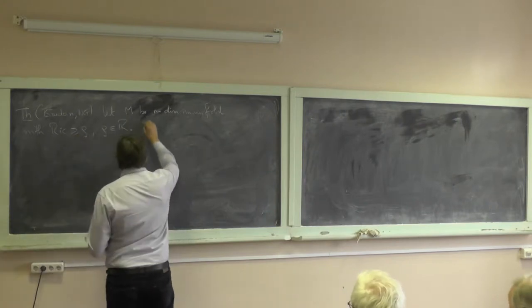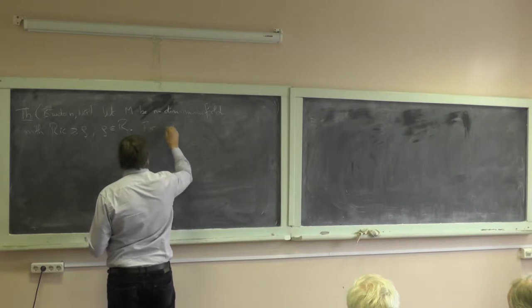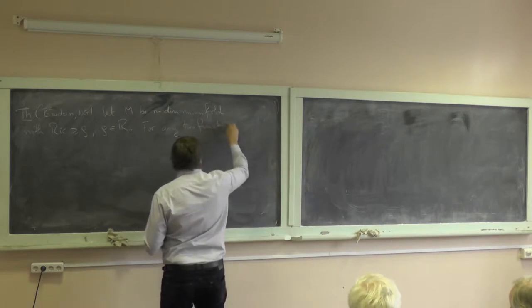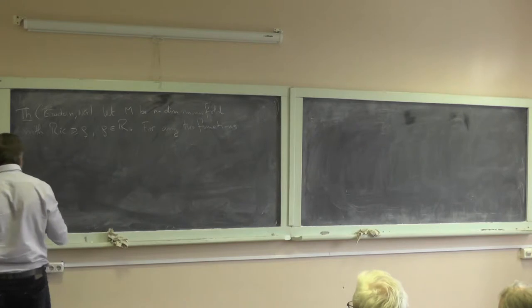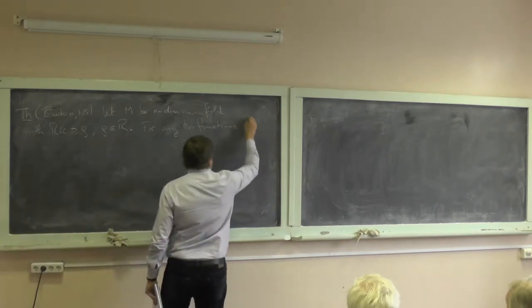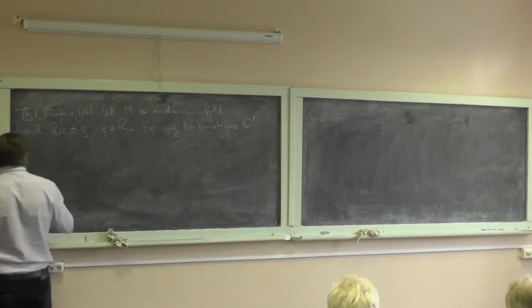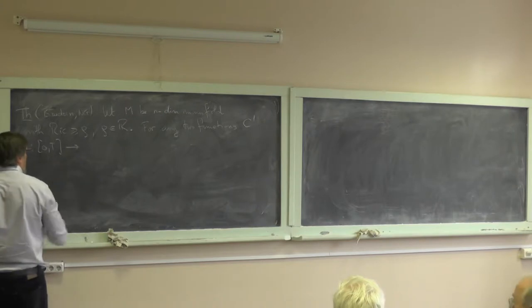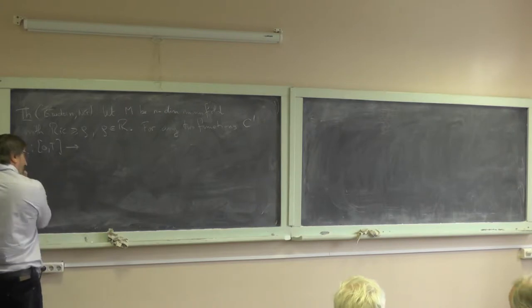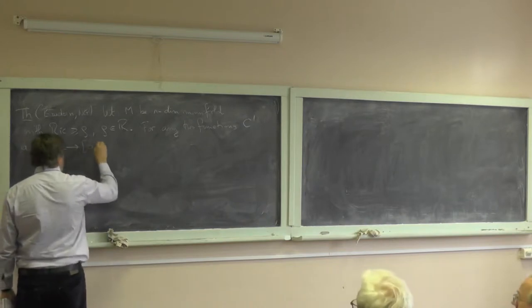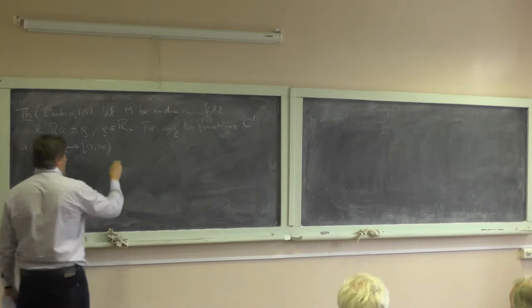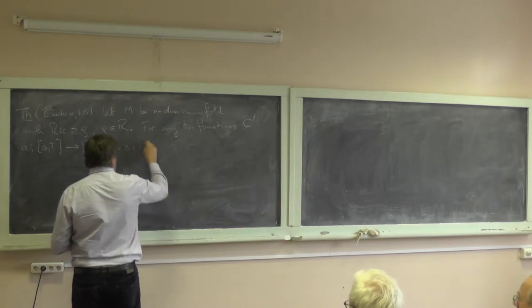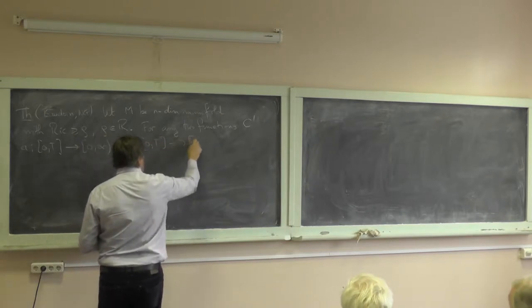So for any two functions, let me say for any two C1 functions, A and phi, where P is an arbitrarily fixed number. So from here to here, notice that A takes values in the non-negative reals, and let's call the other one gamma, from here to the reals.